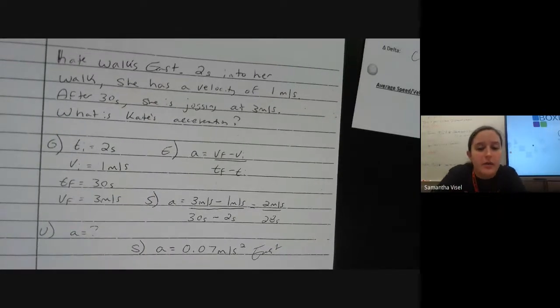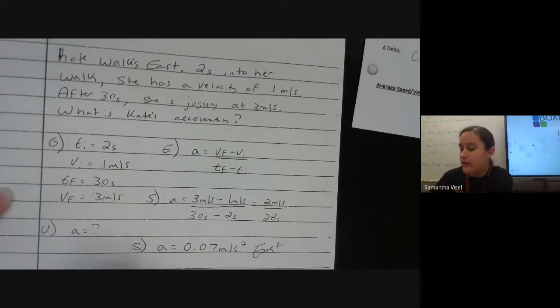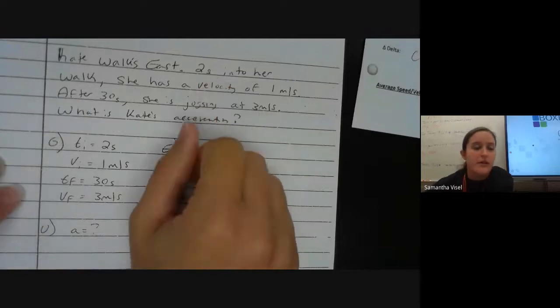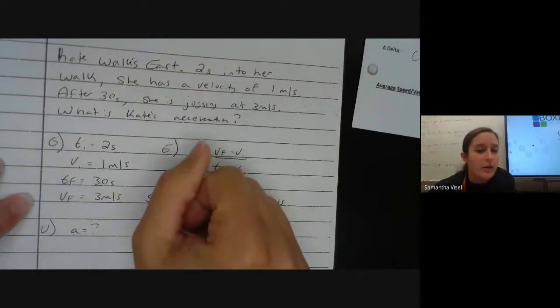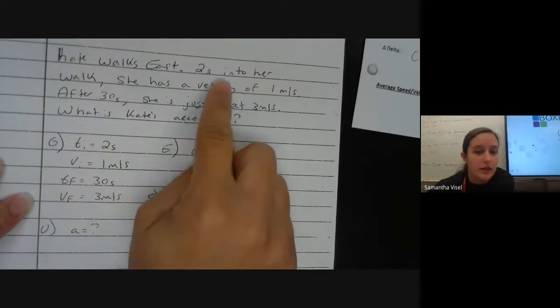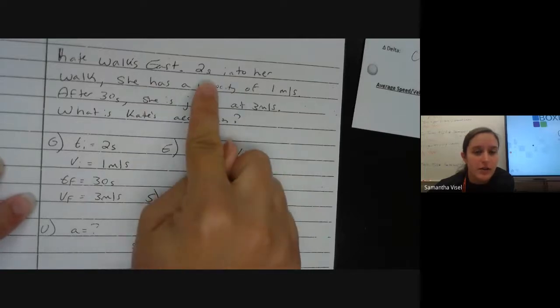Okay, so here we have what an acceleration problem might look like. Kate walks east. 2 seconds into her walk, she has a velocity of 1 meter per second, and after 30 seconds, she starts to jog at 3 meters per second. We want to see what her acceleration is during that time frame. With the time frame you're given, you're trying to figure out the initial and final values. It's easiest to find the initial time first. If I hit start on the stopwatch, whichever time comes first is the initial time. 2 seconds comes before 30, so initial time here is 2.